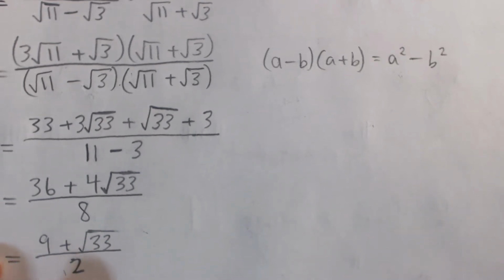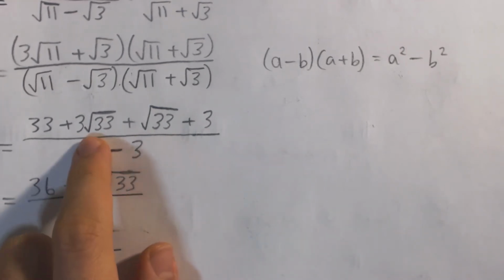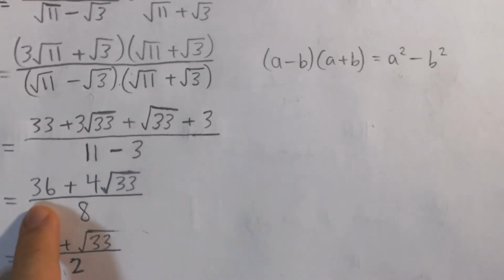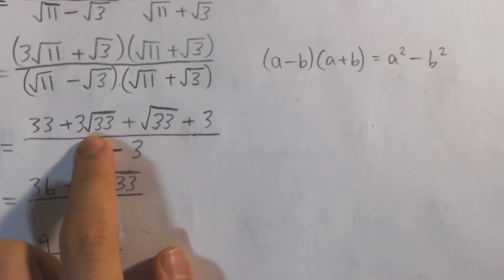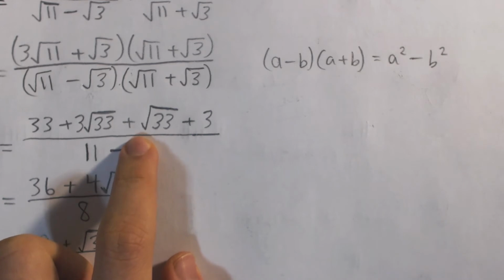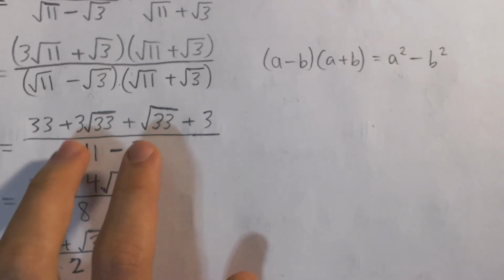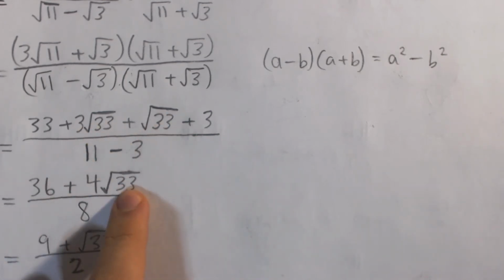In the numerator, we can also simplify a bit, combine like terms. 33 plus 3 is 36, and 3 root 33 plus like 1, quote unquote, root 33, right? 3 plus 1, that's 4 root 33.